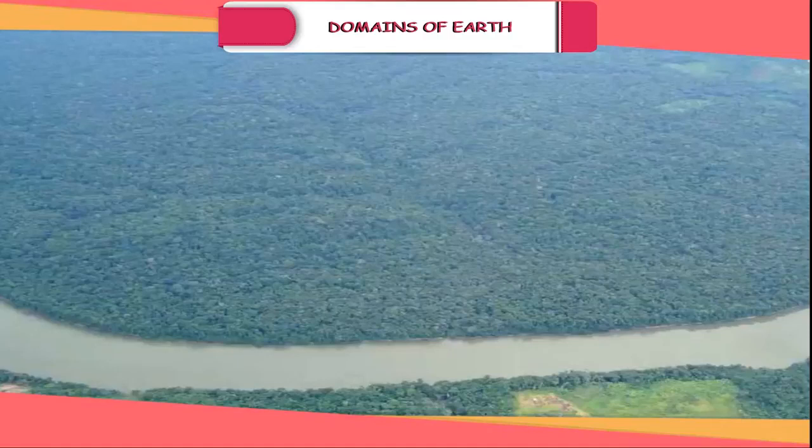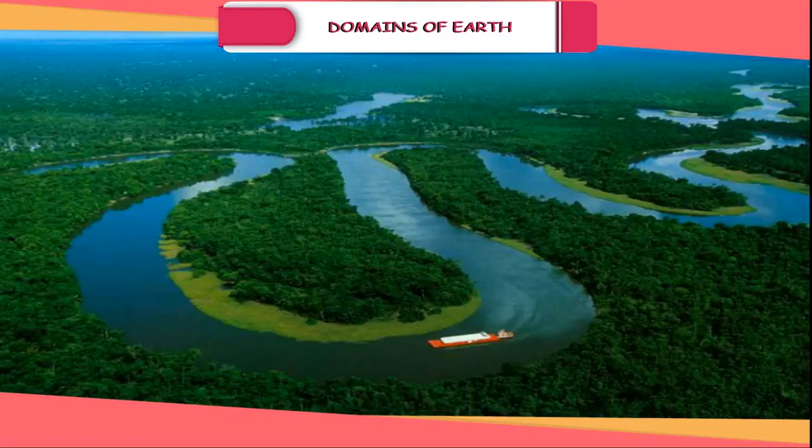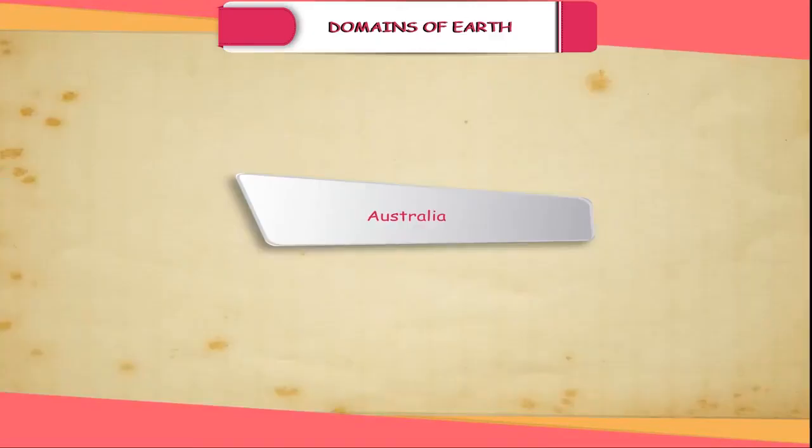South America has the Amazon River, which is the second largest and the longest river of the world. Once the whole area around the Amazon River was surrounded with very dense rainforests. Now much of these rainforests have been cleared.